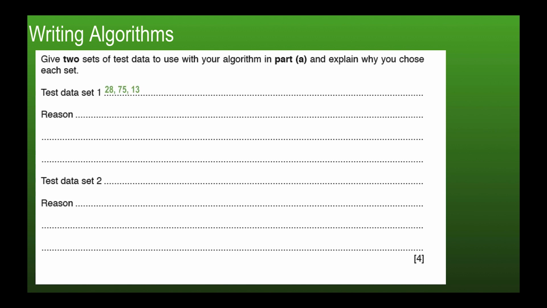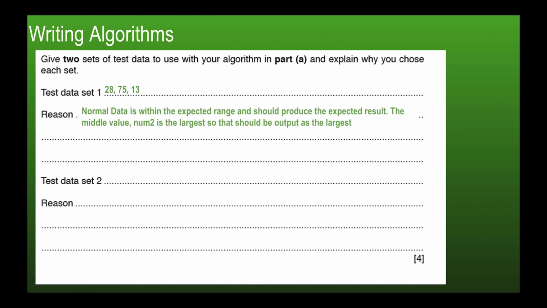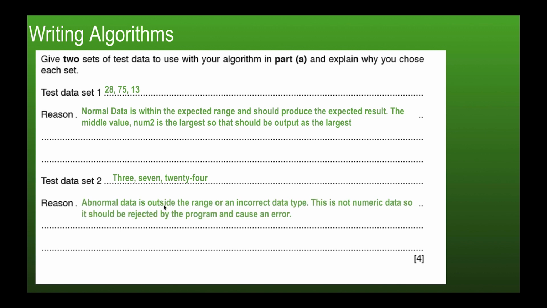So a normal test would just be any 3 numbers or 5 numbers that would definitely be accepted. So normal data is within the expected range and would produce the expected output. So the middle value number 2 is the largest, and that is what I would expect to be output as the largest in this normal test. My next set is deliberately abnormal. So what I've done is I've put 3 numbers, but I've written them as words instead of numbers. So abnormal data is outside of the range or an incorrect data type. So I have deliberately chosen an incorrect data type. It's not numeric, and so it should be rejected and cause an error.